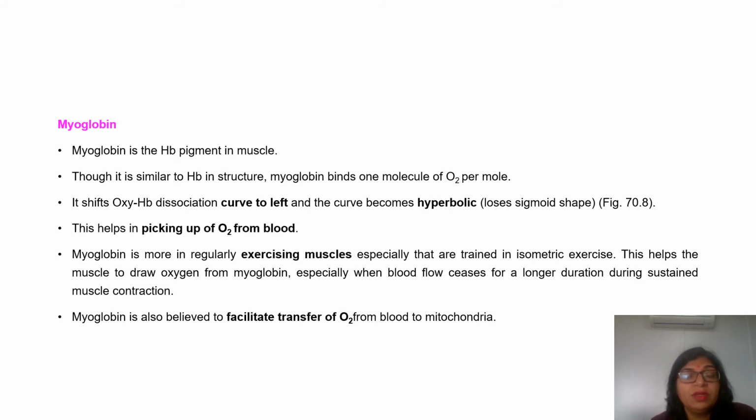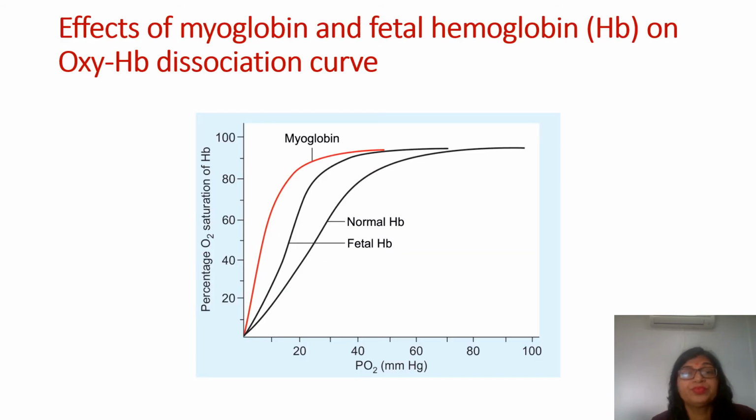Myoglobin is more in regularly exercising muscles, especially in those who are trained in isometric exercises. This helps the muscles to draw oxygen from myoglobin, especially when blood flow ceases for a long duration during sustained muscle contraction. Myoglobin is also believed to facilitate transfer of oxygen from blood to mitochondria.